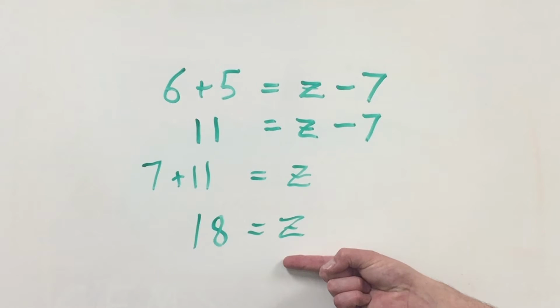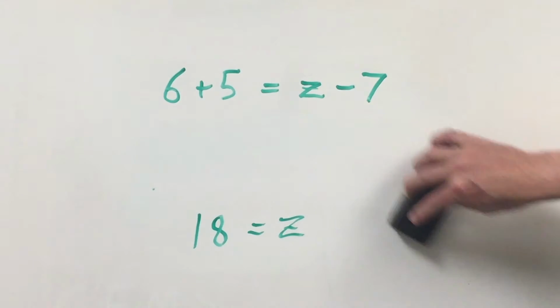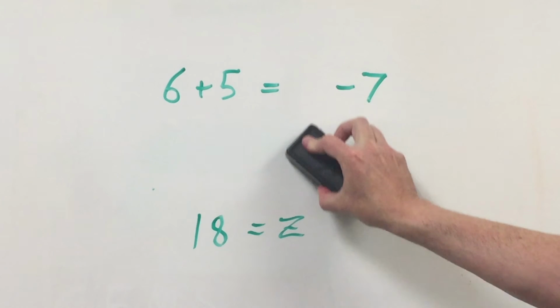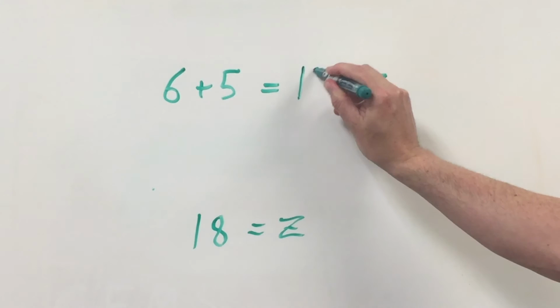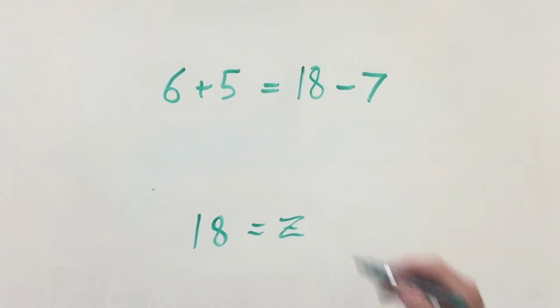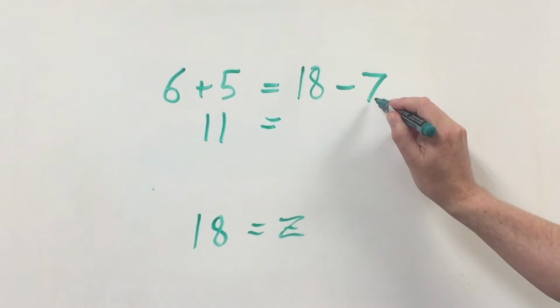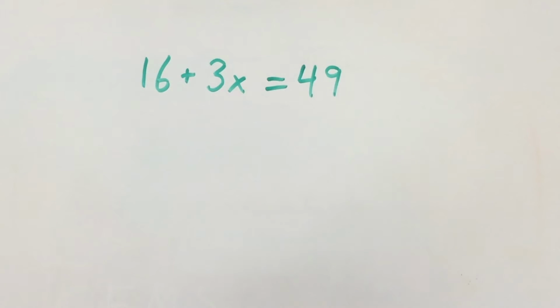So were we right? Well, we can actually check. Let's go back to the original equation, and let's plug 18 in for the variable z. If the result is a true statement, then we know we did it correctly. So again, 6 plus 5 equals 11. 18 minus 7 equals 11. 11 equals 11, that's true. Z must equal 18. Here's one last example that requires a few more steps.